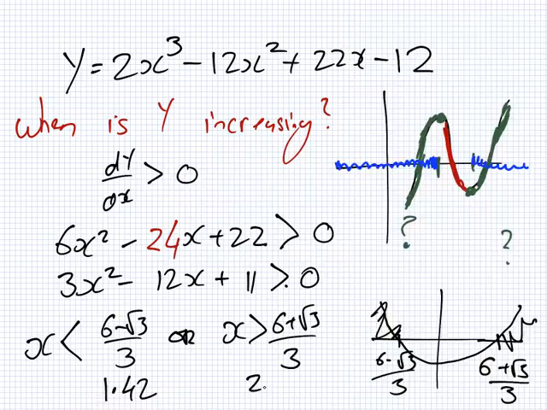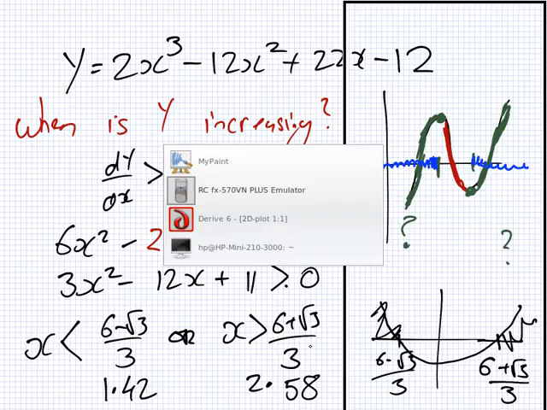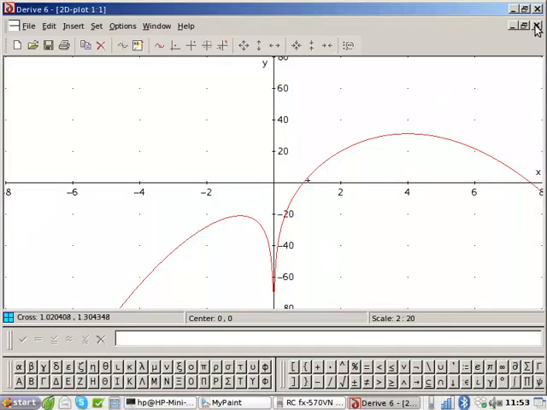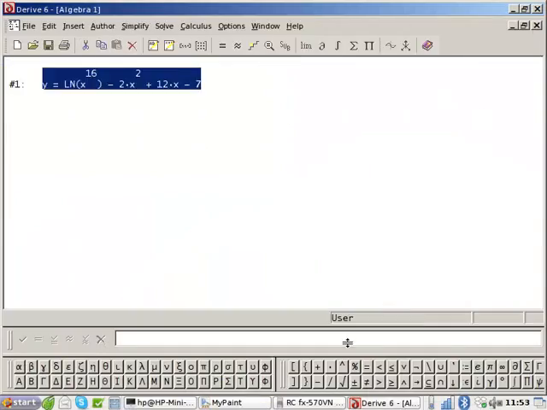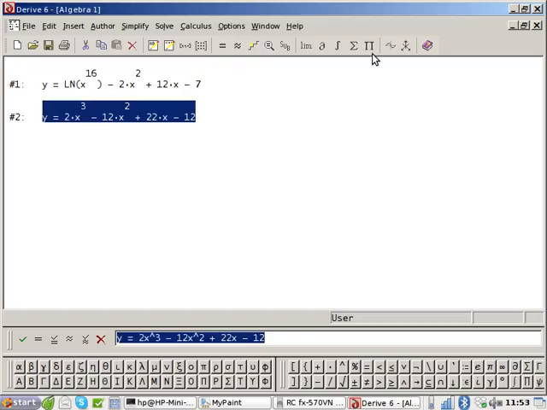One point four two and 2.58. Check your mode. No, the mode doesn't matter there. Can I go graph this? Right, watch. Give me the cubic, please. What was it? Y equals 2x... Oh yeah, I gave it the y value. That's okay. 12x squared. Right, let's graph this.